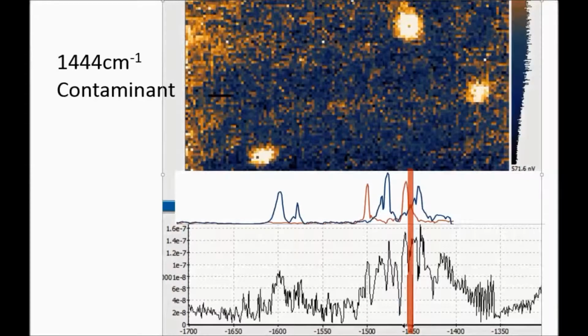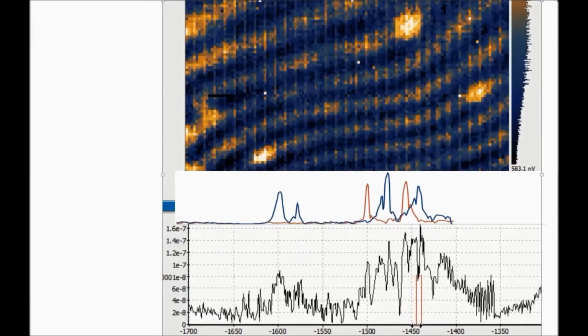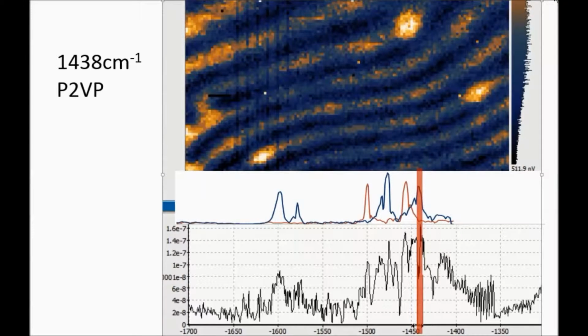And 1444 is right between a PS and P2VP peak, where the absorptions of the two materials are roughly equal, but the contaminant's PiFM signal is much stronger. 1438 is the last P2VP peak.